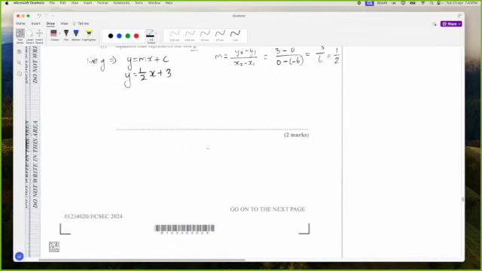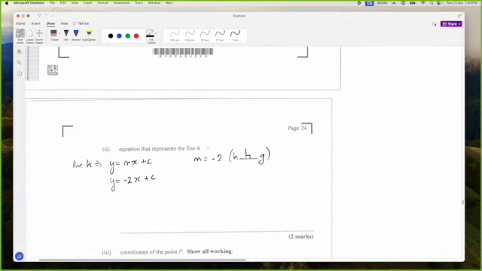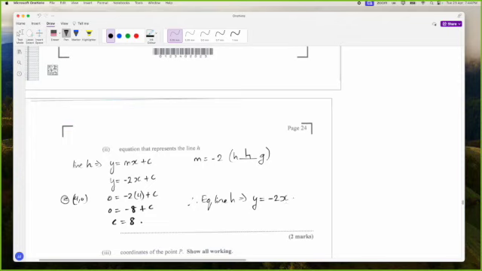So to find c, I just plot, not plot, but substitute the point 4, 0. That means 0 on the y, negative 2 times 4 on the x, right? So 0 is equal to negative 8 plus c. So c will be, you throw the negative 8 across, 8. So therefore, the equation of line H implies y is equal to negative 2x plus 8.